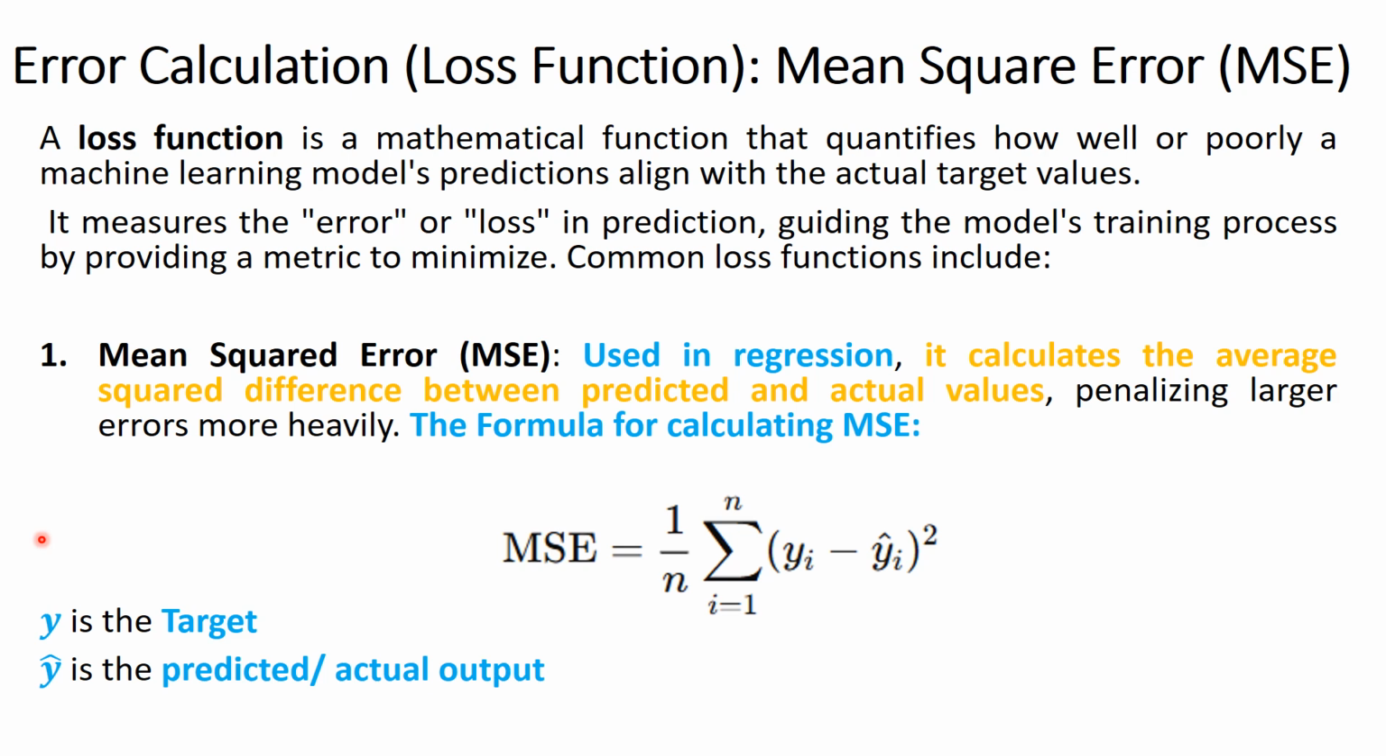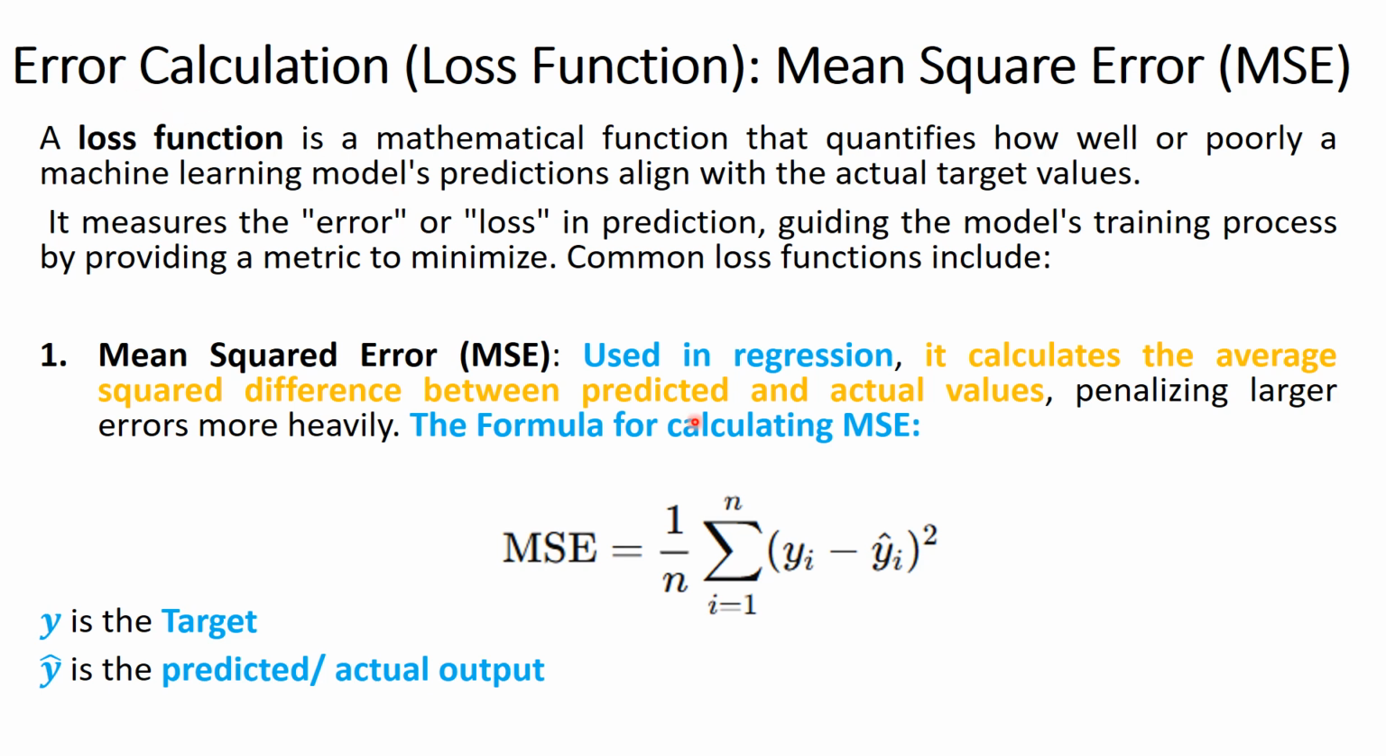Error calculation, loss function, mean square error, MSE. A loss function is a mathematical function that quantifies how well or poorly a machine learning model's predictions align with the actual target values. اللوس فانكشن دالة رياضية بتقيم لأي درجة ال predictions اللي بيقوم بها النموذج بتتناسب أو بتتطابق مع ال actual target values.